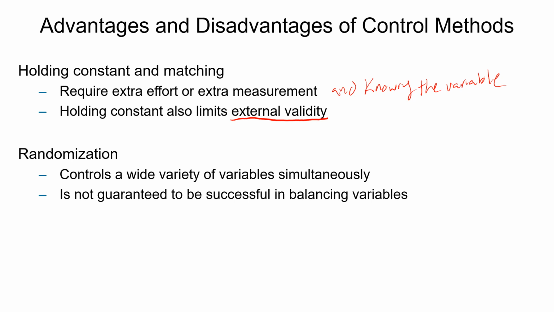Randomization will control for a wide variety of variables simultaneously, ones we might not even know we're controlling for, but it's not guaranteed to be successful in balancing variables. What do I mean by that? I mean that if gender was a confounding variable, there's no guarantee that through randomization we're going to have roughly equal gender ratios in our two different treatment conditions. It could just be by random chance we get a whole bunch more guys in one and girls in the other. So it's not always guaranteed to be successful in balancing variables because it's based on probability.